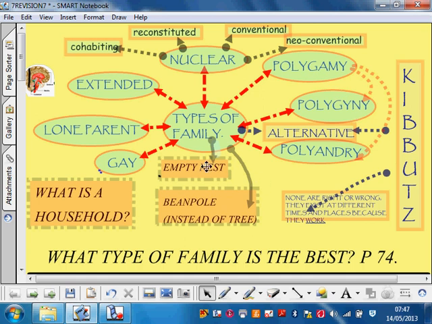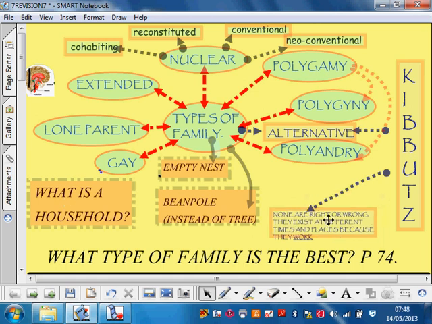We have empty nest families, where you have a mum and a dad and their kids have grown up and left home. They have a larger house, and the nest is empty. There's the beanpole family. If everybody has fewer kids, a family tree, when you draw it, looks long and thin, more like a beanpole rather than a big bush. If everybody has five or six kids, you get a tree-shaped diagram, whereas the beanpole is long and thin, with one or two kids each. You've got to understand what a household is. A person living at an address is a household. Five people sharing a house at university are a household. People sharing the same address are a household.